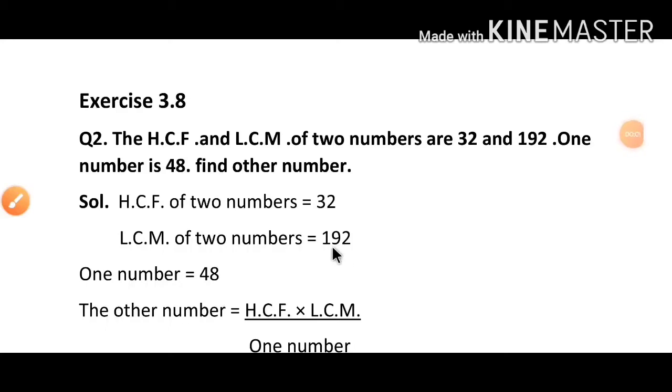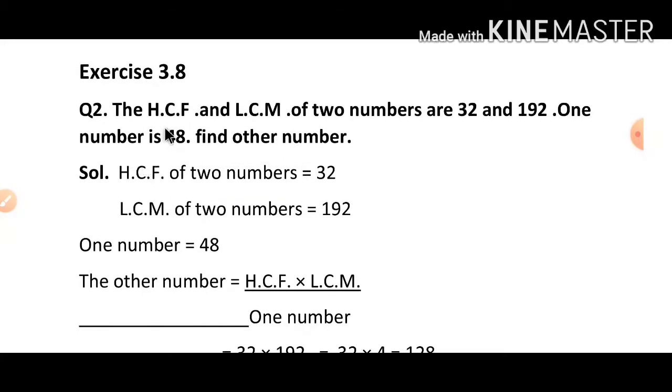Everyone. Today we are going to solve questions of exercise 3.8 based on properties of HCF and LCM. So question number 2. The HCF and LCM of two numbers are 32 and 192. One number is 48. Find the other number.